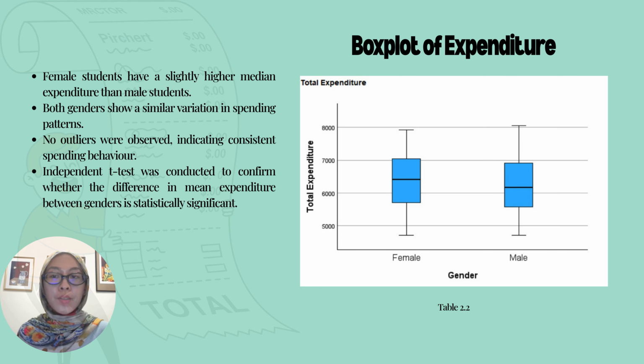This box plot compares the total expenditure of female and male students. We can see that the female students have a slightly higher median expenditure than male students, indicating that they generally spend more overall. Both groups show a similar spread of spending as the interquartile ranges and overall ranges are quite comparable. There are also no outliers, suggesting that spending patterns are relatively consistent. Although the difference appears small in the box plot, our independent t-test confirms that the difference in mean expenditure between male and female students is statistically significant.